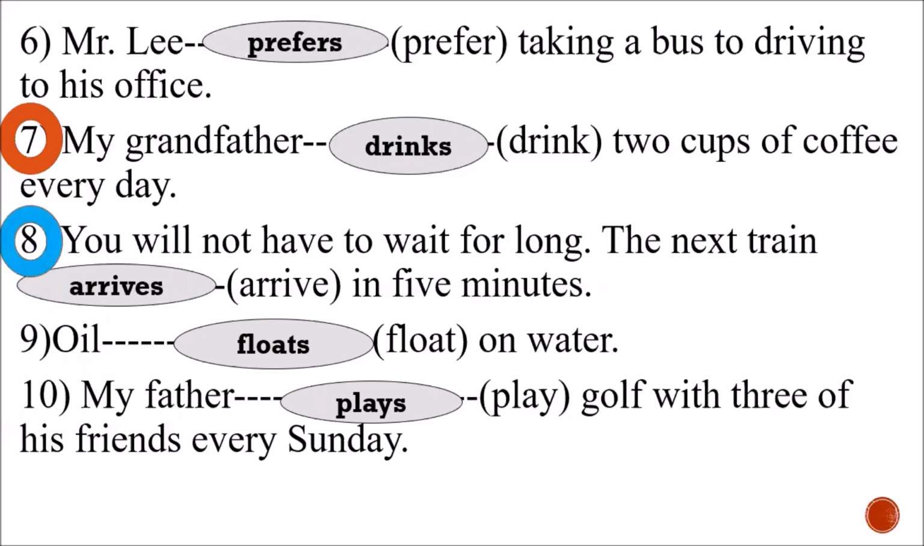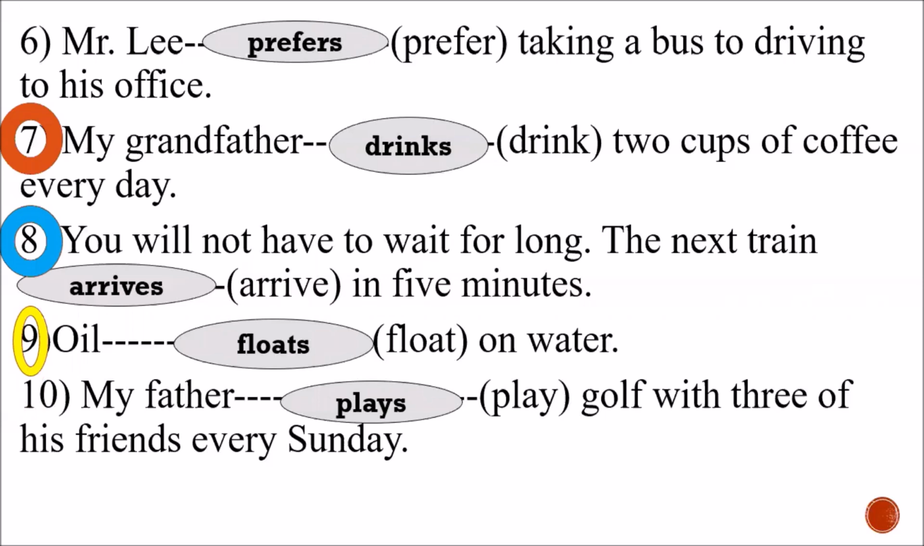Sentence number 8. You will not have to wait for long. The next train arrives in 5 minutes. It's a casual future action. So that's why we have used simple present. And then ninth, oil floats on water. It's timeless. It's a universal truth that oil always floats on water.